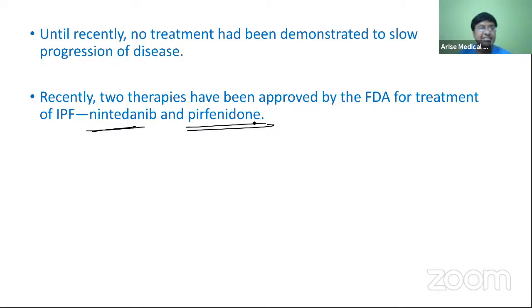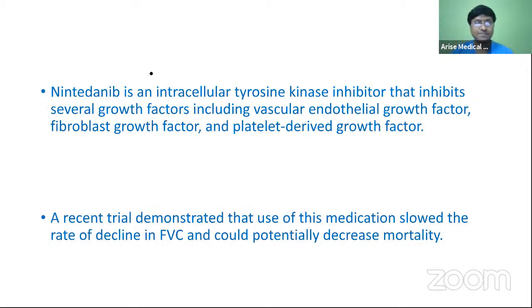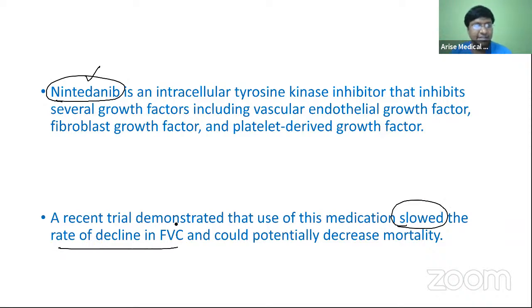That is nintedanib and pirfenidone. Right? So what does this nintedanib do? That will slow the rate of decline in the forced vital capacity. Right? That will slow down the rate of decline in forced vital capacity. That is what is being done by your nintedanib.